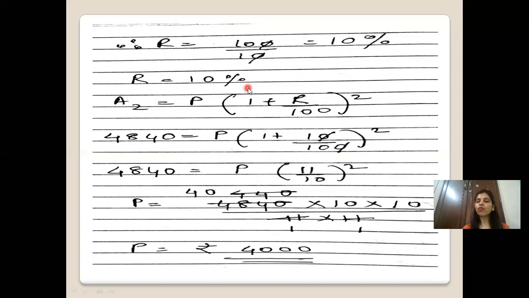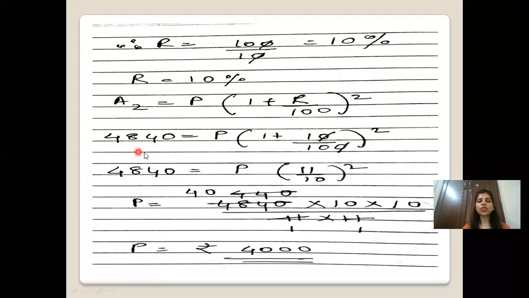Once you get the value for R, what you can do is A2, the smaller amount, that is the previous year amount, you can take that formula. So A2 is equal to P bracket 1 plus R upon 100 raised to 2. Now here N becomes 2 because you are using the original formula. Amount is equal to principal 1 plus R upon 100 raised to N. So as this is for 2 years, you write over here 2.